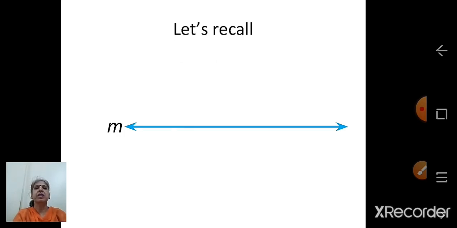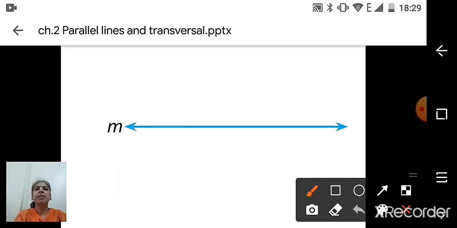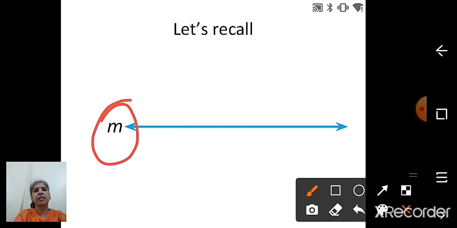Okay, now let's revise, recall. Identify the given geometrical figure. Which figure is it? Yes, it is a line. How can you identify it? You can see arrows, so it is a line. What is the name of this line? It is line M. If we use a single letter to name the line, we use small letters. So, it is line M.